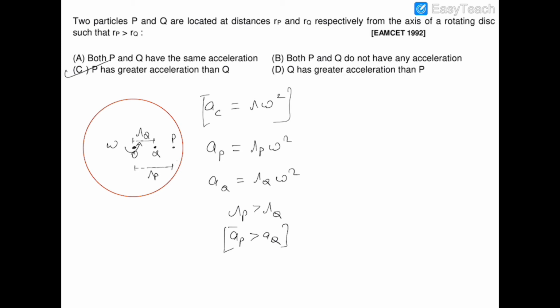Most people are thinking, why didn't I use the formula v square by r? It is because v is also a variable and r is also a variable, and this v is different for P and Q and r is different for P and Q. So if there are two variables, I could not relate them. So for having a relationship between the accelerations, I have used the formula r omega square, in which omega is constant for both of them and the radius is different. So it makes their comparison easy.